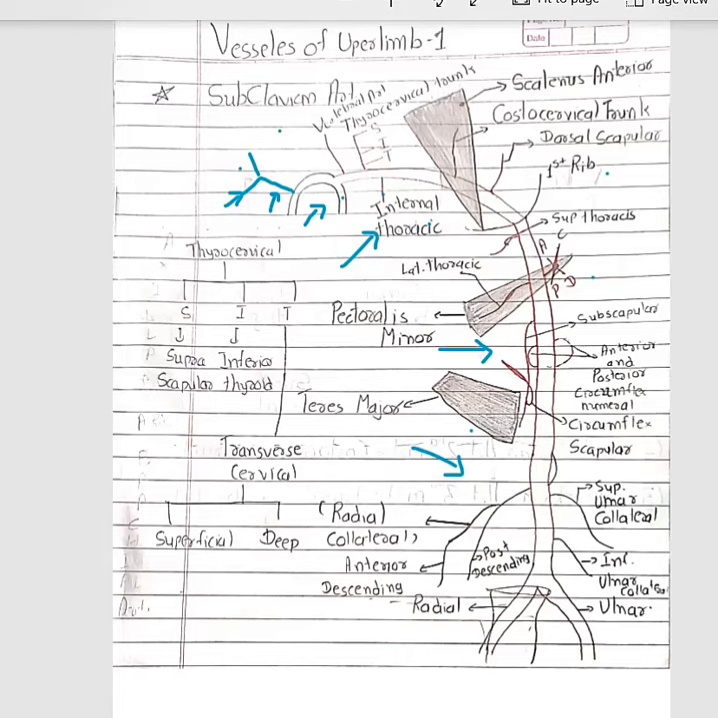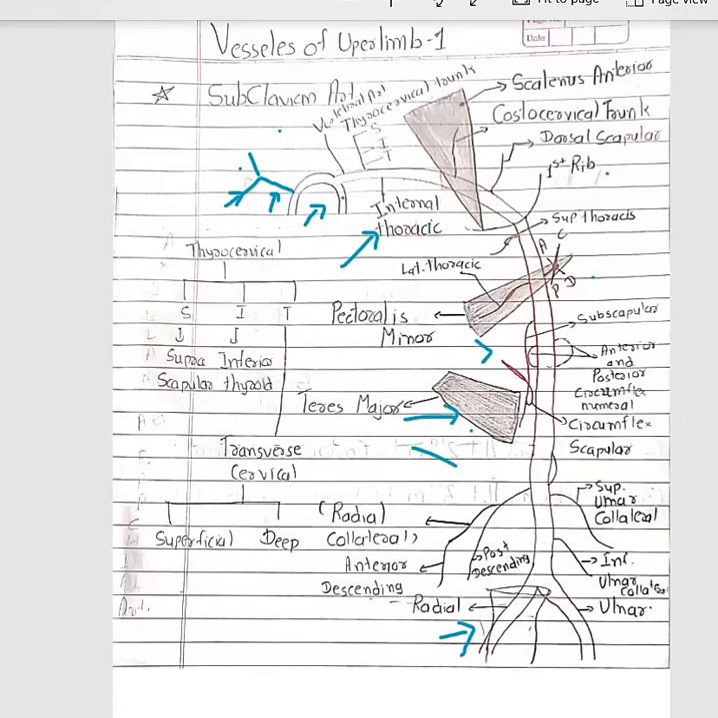The axillary artery is the continuation of the subclavian artery. It starts from the outer border of the first rib to the lower border of the teres major muscle. This is the teres major muscle. The brachial artery is a continuation of the axillary artery. It starts from the lower border of the teres major muscle to the neck of the radius bone. This is the neck of the radius bone.